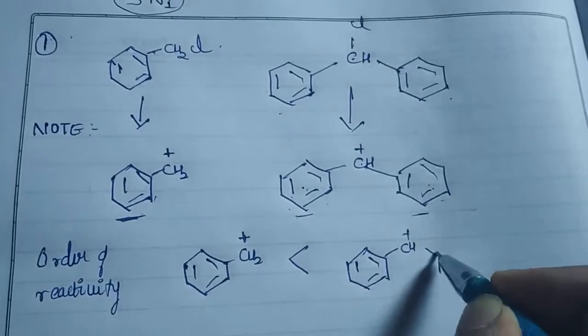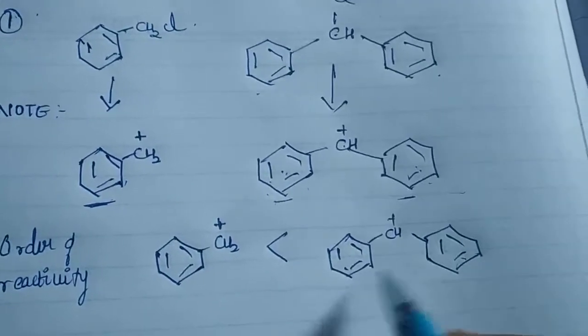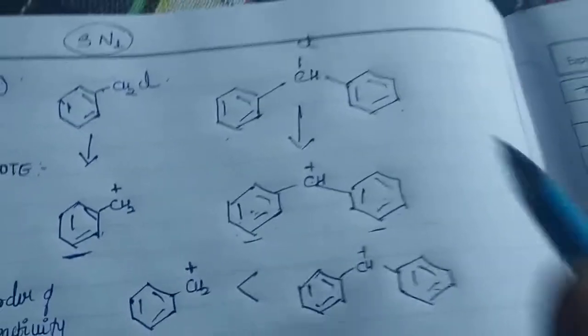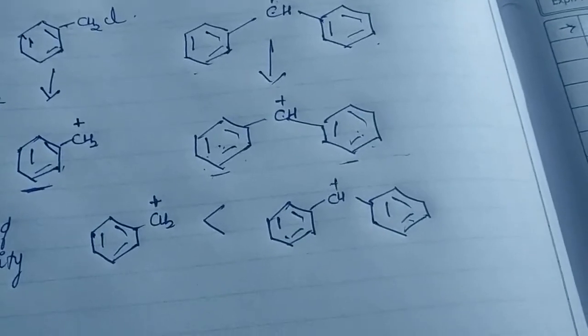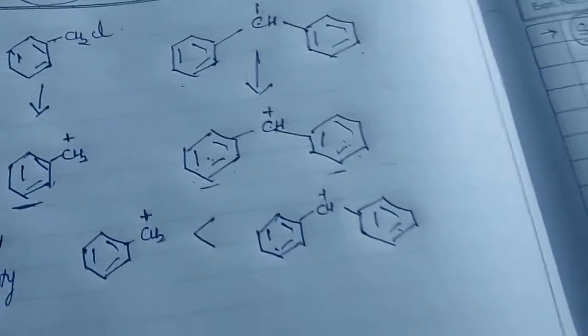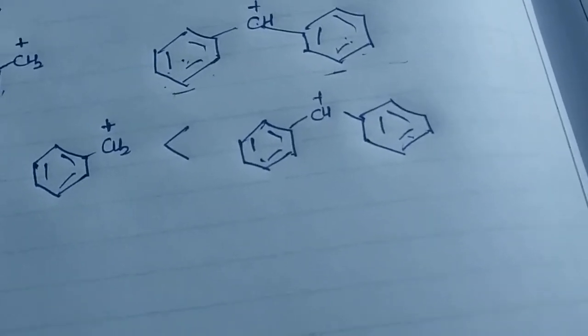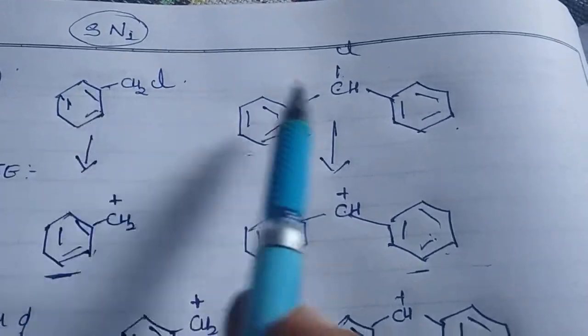Two phenyl groups. Is it understood? So as the number of phenyl groups increases, what happens? Your carbocation gets more stable. Higher the stability of the carbocation, what happens? Faster will be the rate of the reaction. So this was one type of example where I was dealing with the number of your phenyl groups.